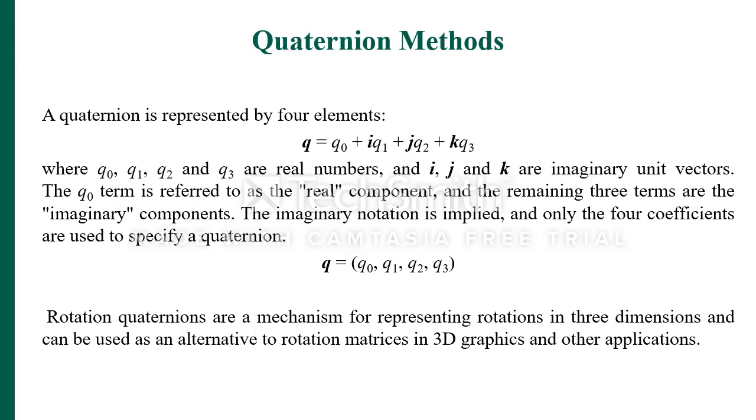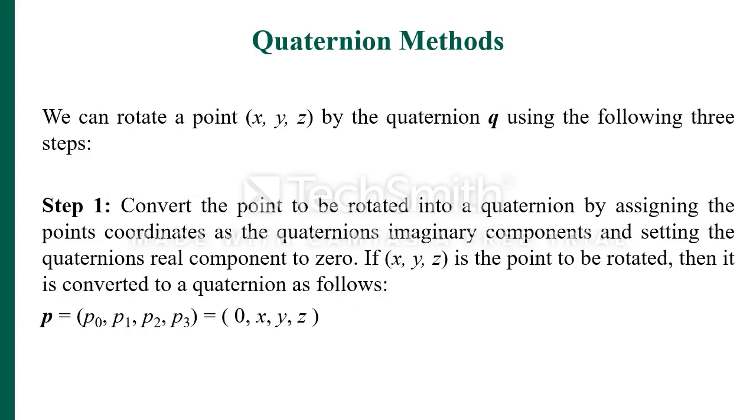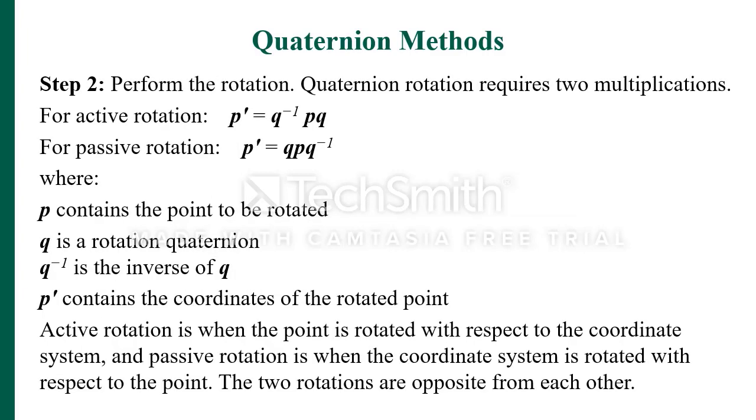Rotation quaternions are a mechanism of representing rotation in 3 dimensions, and can be used as an alternative to rotation matrices in 3D applications. We can rotate a point x, y, z with a quaternion q using 3 steps. Step 1, convert the point to be rotated into a quaternion by setting the point's coordinates as the quaternion's imaginary components, and setting the quaternion's real component to 0. If x, y, z is the point to be rotated, then it is converted as follows: p equals p0, p1, p2, p3, where x, y, z are p1, p2, p3, and p0 is 0.